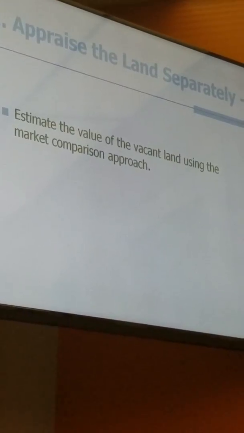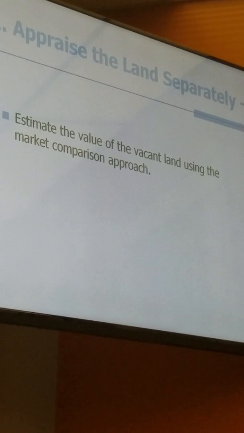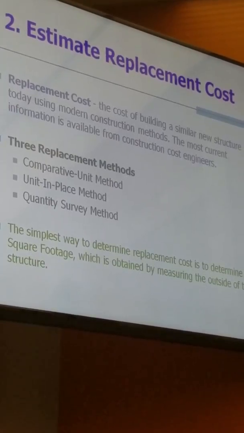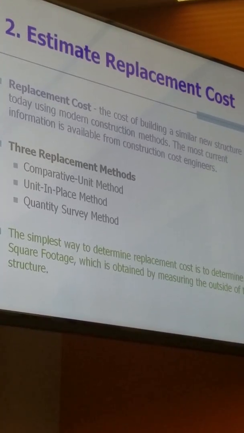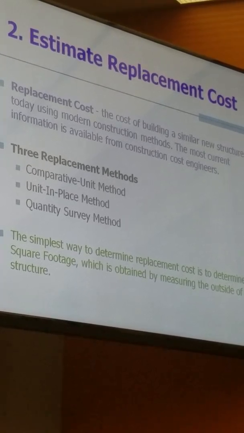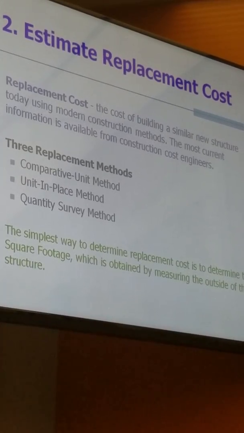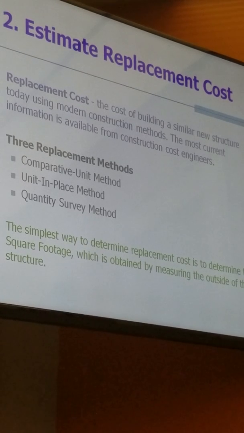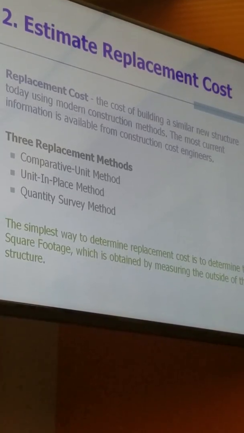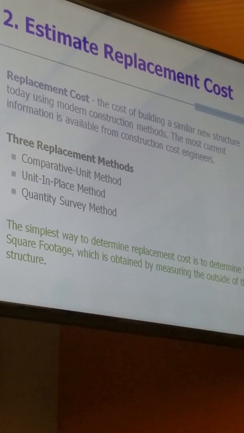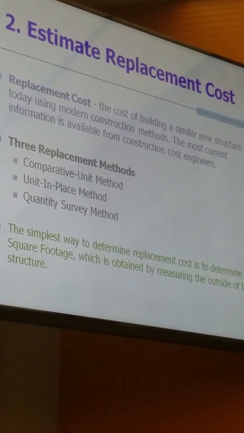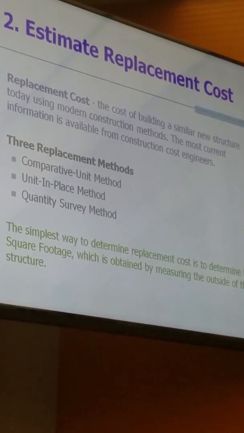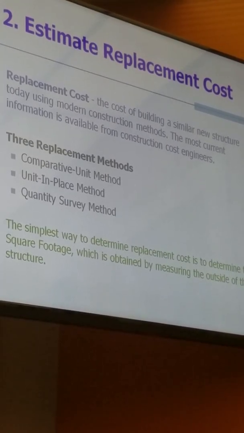So appraise the land separately. Estimate the value of the vacant land using the market comparison approach. Estimate the replacement cost. The replacement cost is the cost of a similar new structure today using modern construction methods. The most current information is available from construction cost engineers. There are 3 replacement methods: comparative unit method, unit in place method, and quantity survey method. The simplest way to determine replacement cost is to determine the square footage, which is obtained by measuring the outside of the structure.